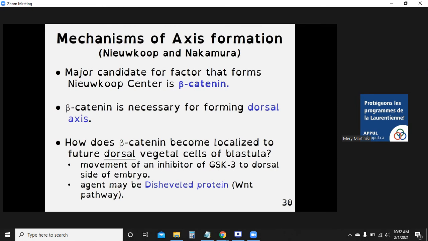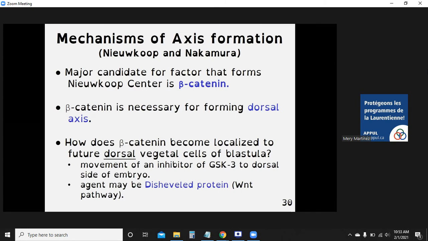So we have some molecular biology in this section. The major candidate for the factor that forms the Nieuwkoop center in the dorsal-most vegetal section is a molecule that we have seen already in the sea urchin, beta-catenin, okay? Recall that this molecule is responsible for specifying the micromeres in the sea urchin, right? Those are the ones that start invaginating to gain the inside of the embryo, remember?